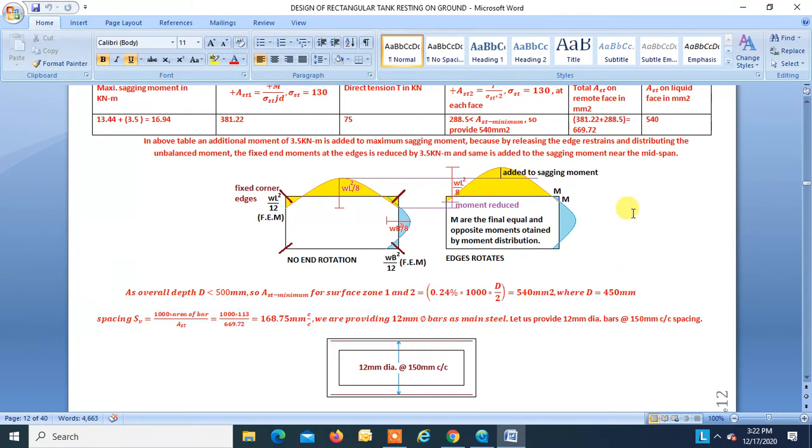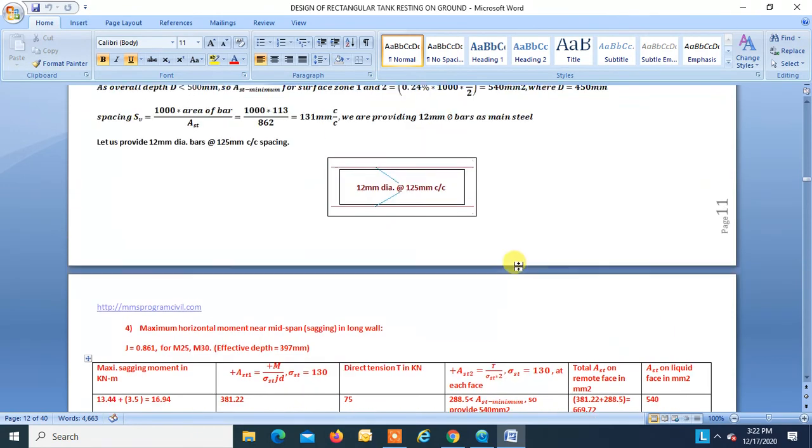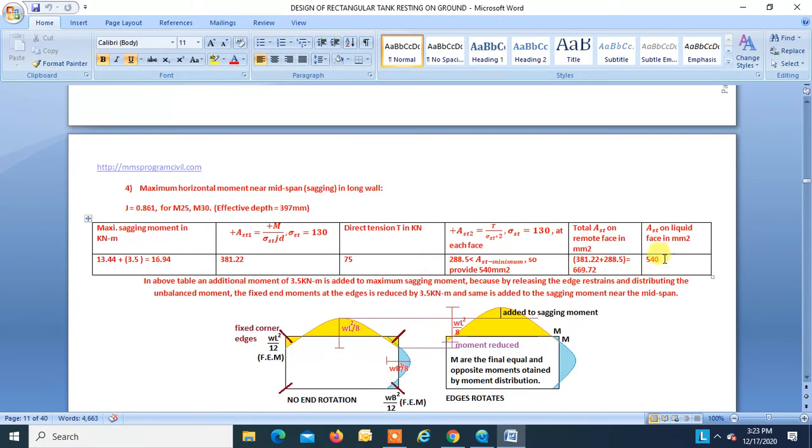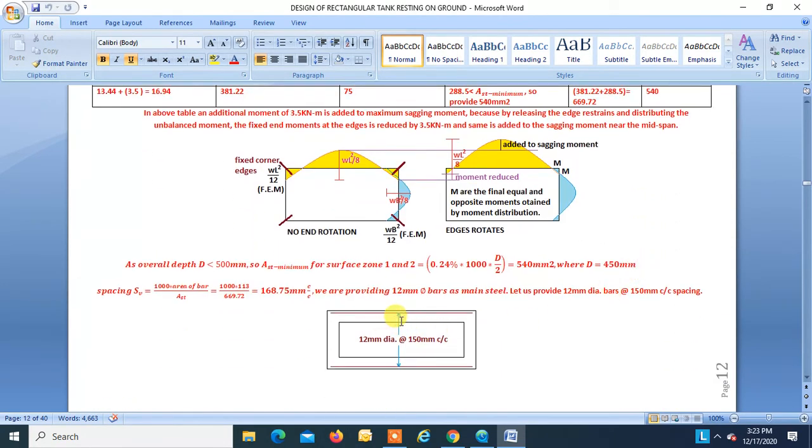Now steel over here we found from this section, this minimum steel to be provided on this face and on this face is 540, but we have already provided 862. Okay, so this steel is required at the supports. But at center also we are providing 862. This steel is required at the center, but we already provided 862, which is greater than 540.